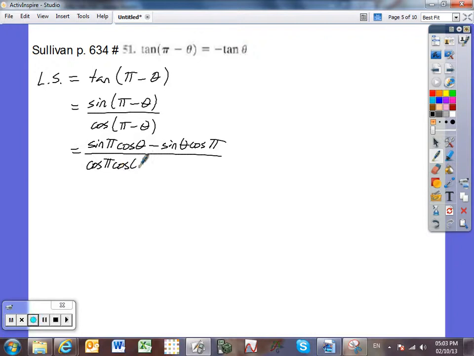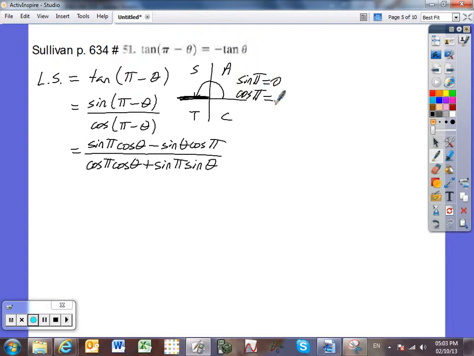Cosine pi cosine theta, opposite sine, sine pi, sine theta. Now pi is located right here, and so we can see that sine is going to be right in between a positive quadrant and a negative quadrant. We're 0 radians away from the x-axis, so that indicates to us then that the sine of pi must be equal to 0, and the cosine of pi, we can see that we've got a positive quadrant, so cosine must be positive. 0 degrees away, cosine of 0 is 1, so positive 1.